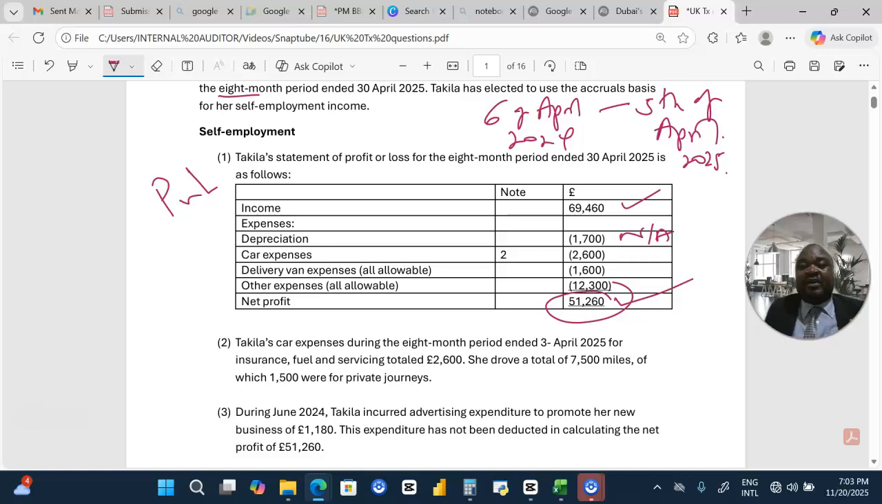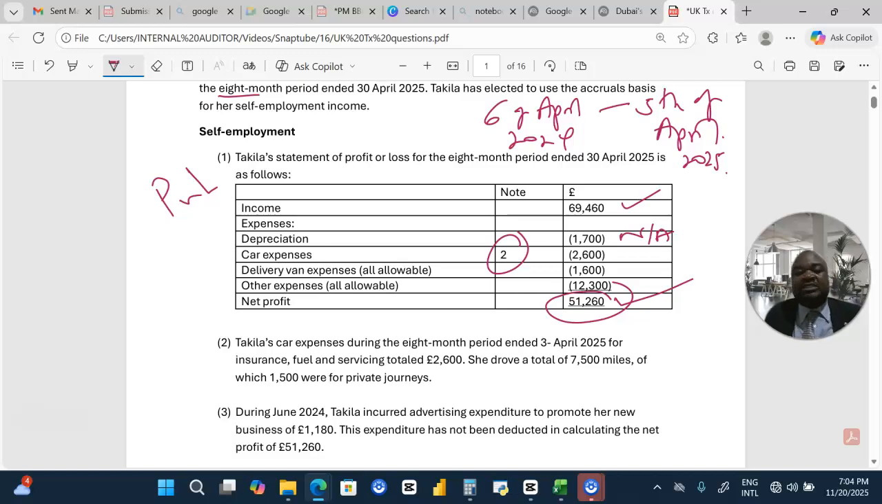Pay very careful attention. Now, so we have dealt with depreciation. Let's move on. Car expenses. Car expenses totaled 2,600, but before we take them as allowable, we need to refer to note number 2. Those notes given by the examiners are not to be ignored in the exam. Do not ignore those notes, because you might find yourselves in trouble.